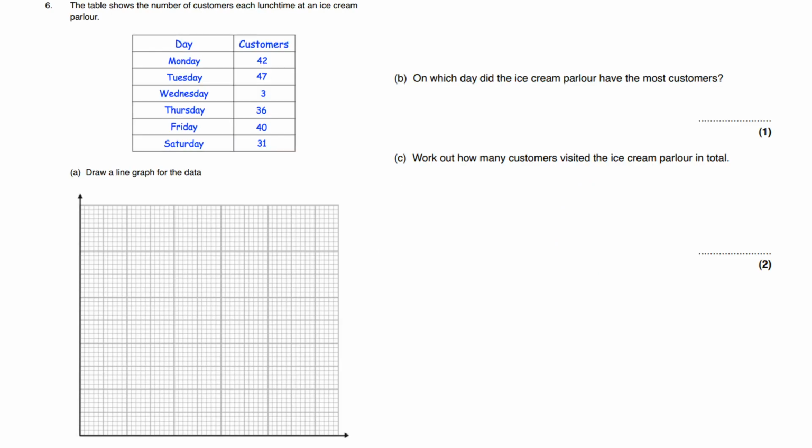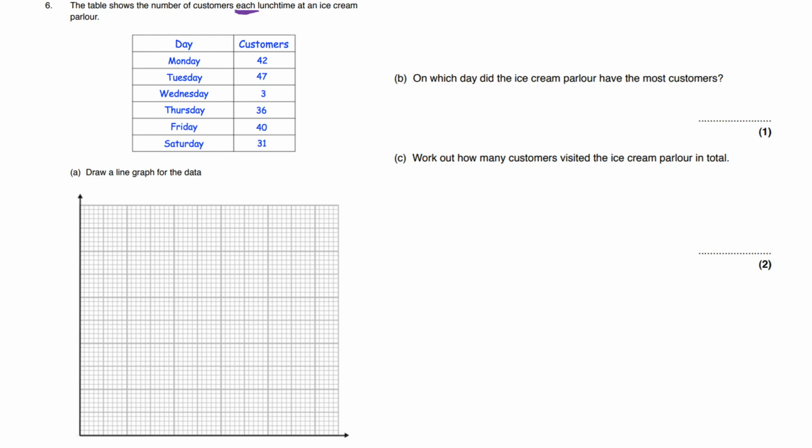Now let's combine the two. So this time we have to make a good graph because we're going to have to use it. This table shows the number of customers each lunchtime at an ice cream parlor. Oh, okay. Right. Sorry, like I said, I teach maths, I don't teach English. That makes sense.